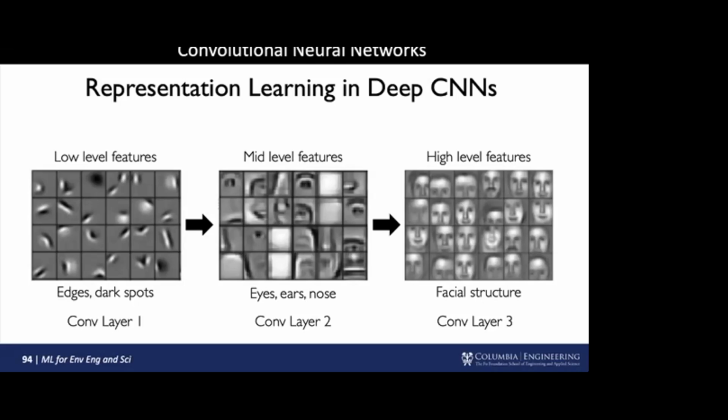And the entire process is also called representation learning. The network automatically learns the right features at each level of abstraction directly from the data. This hierarchy is why deep CNNs work so well for complex visual tasks.